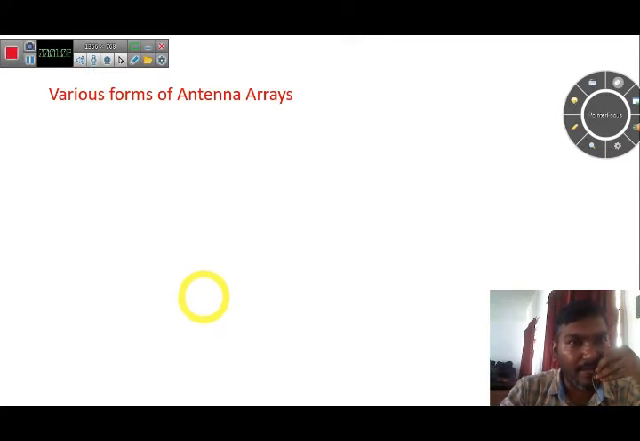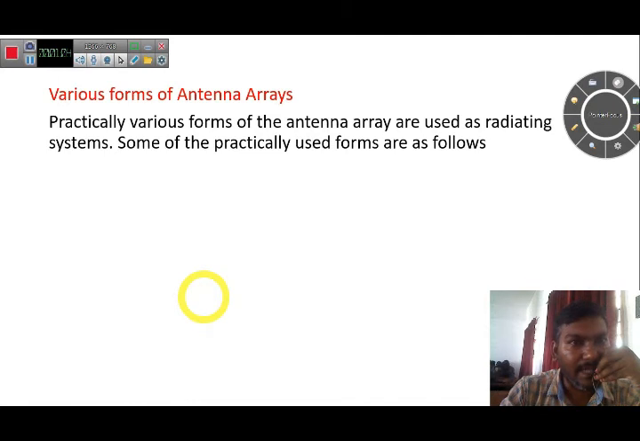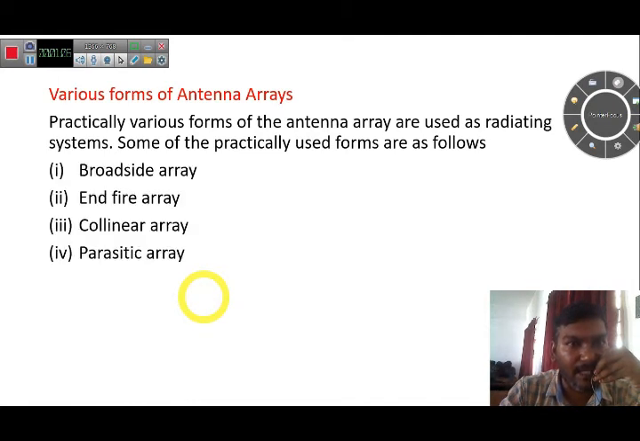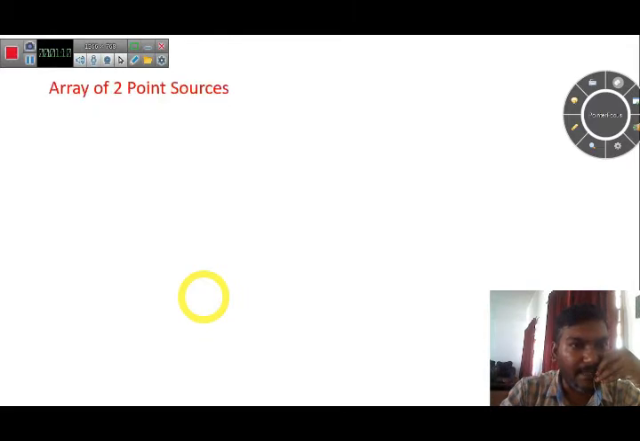Various forms of array antennas are available. Practically, various types of antennas exist. Some of the important ones are the broadside array, end-fire array, collinear array, and parasitic array, and the array of 2 point sources. This is a very basic antenna array. When you discuss antennas, we will discuss this array of 2 point sources.